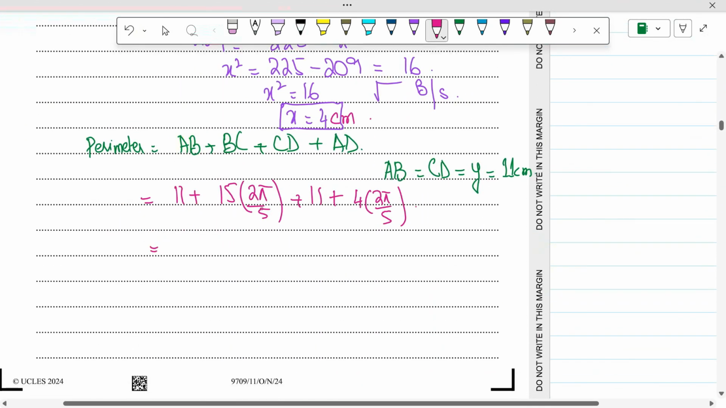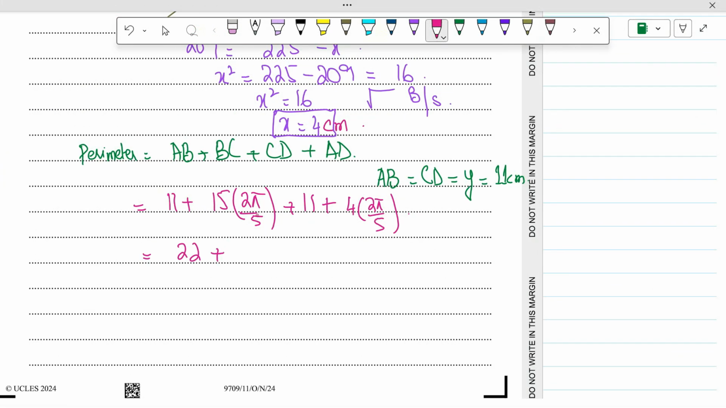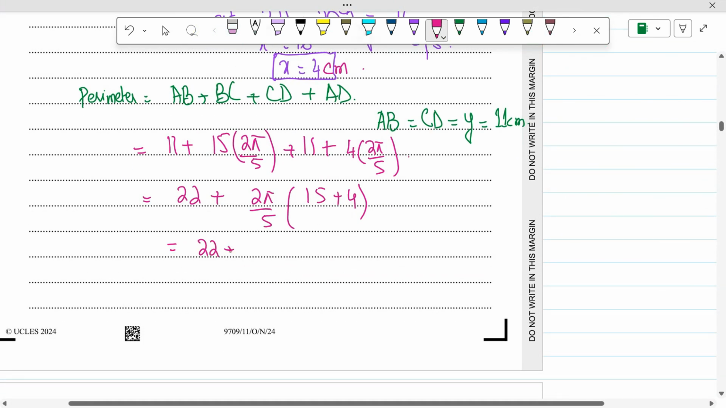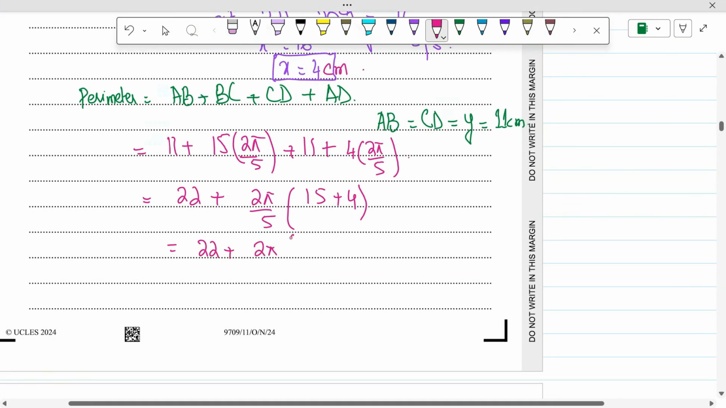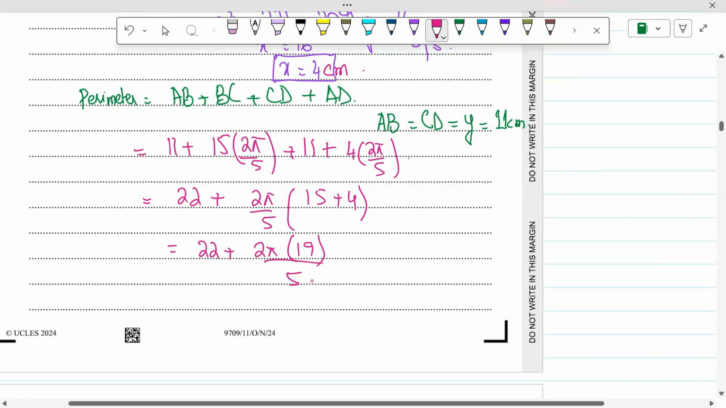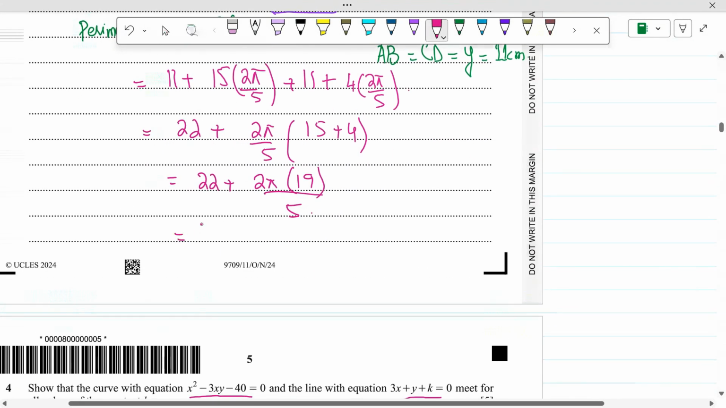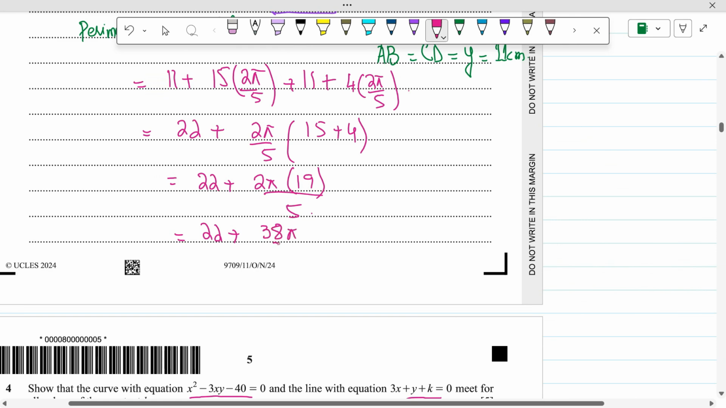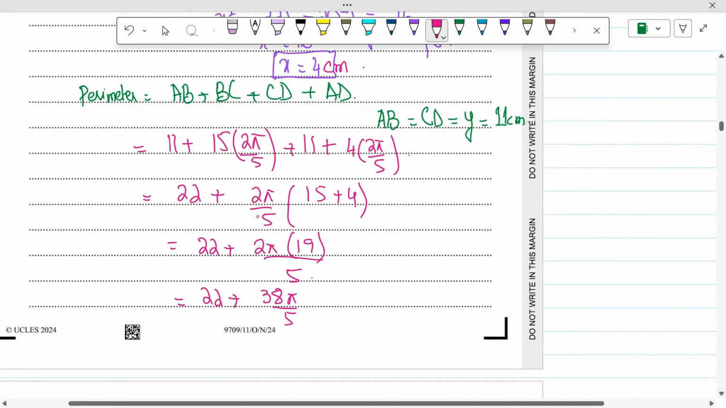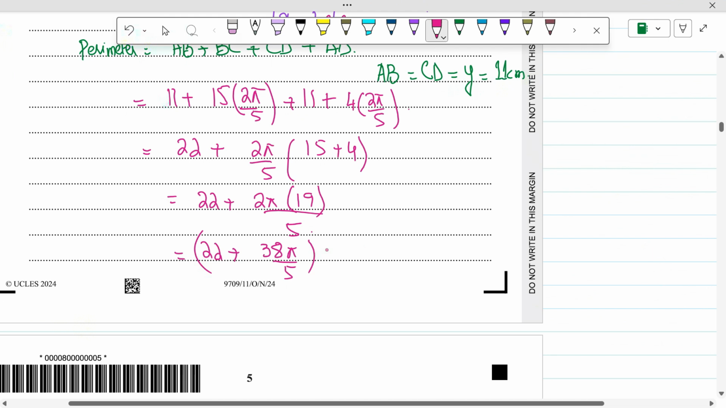So when we add them, we have 11 plus 11 is 22, plus 2 pi over 5 taken common from these two terms. So we have 15 plus 4. So this is equal to 22 plus 2 pi times 19 over 5. Further simplifying, we have 22 plus 19 times 2 is 38 pi over 5. So this is the perimeter. So it should be in centimeters.